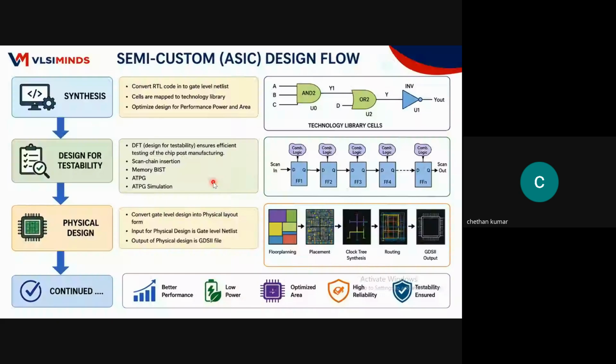The DFT team handles the testing of the chip after manufacturing. During the design, if you add the logic inside it, only then can I test that chip after manufacturing. For example, you are constructing a house, and you want electricity and plumbing, meaning water connections. Will you put them in after the construction of the house or during the construction of the house?